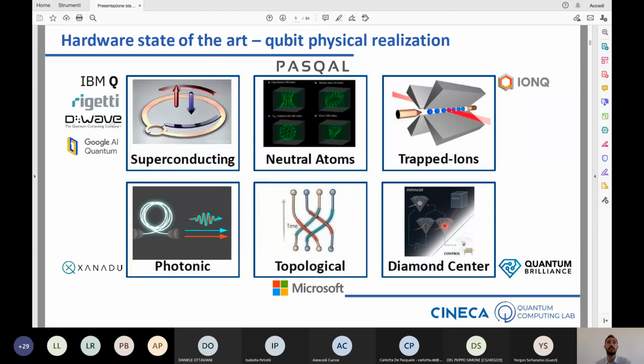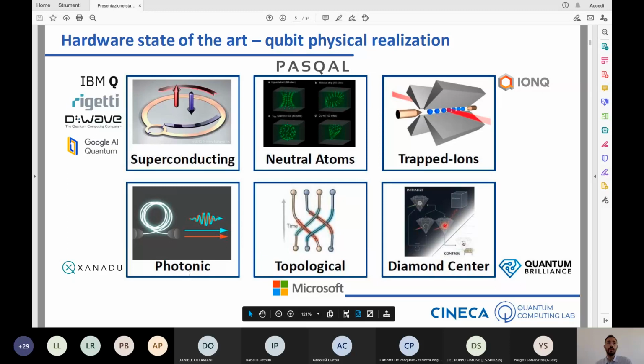This is the technology used by IBM for their computers, by Google also, and by another company in the US or Canada, I think US, called Rigetti. Also D-Wave, which we have seen yesterday, uses superconducting circuits but for quantum annealing.